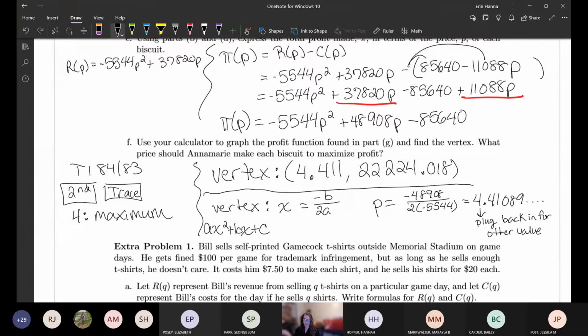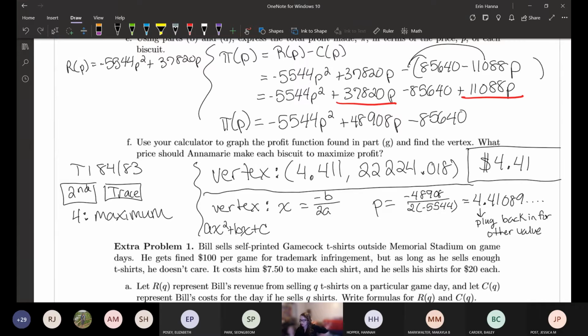You would have to plug that back into the profit function. Now, technically, what is the actual answer to this question? I haven't actually answered it yet, not fully. What this was asking was, what price should Anne-Marie make the biscuit to maximize profit? So all we needed was the price. Technically, all we needed was the p-value. So we only needed the 4.41.